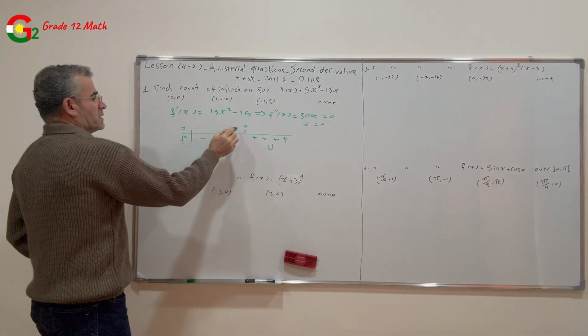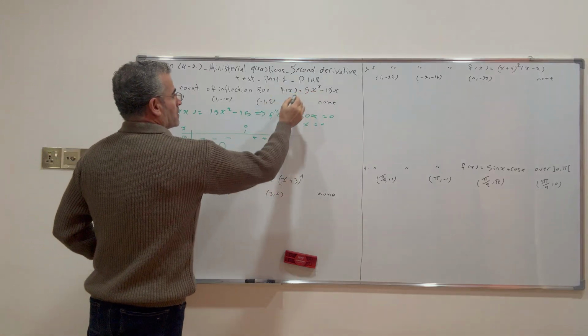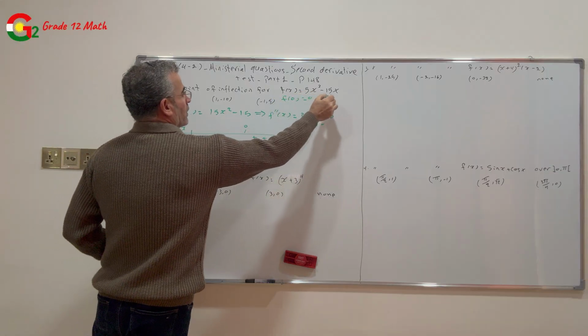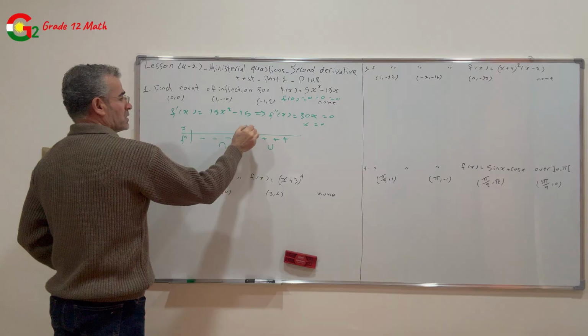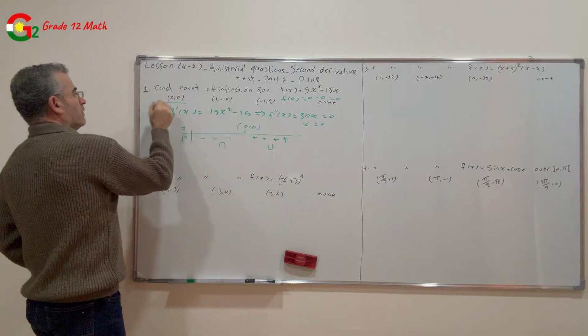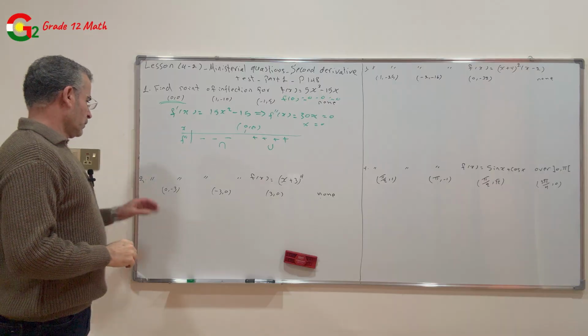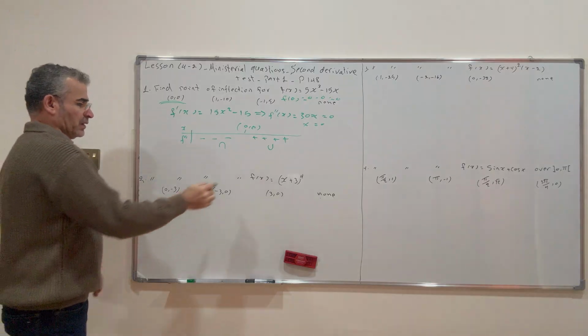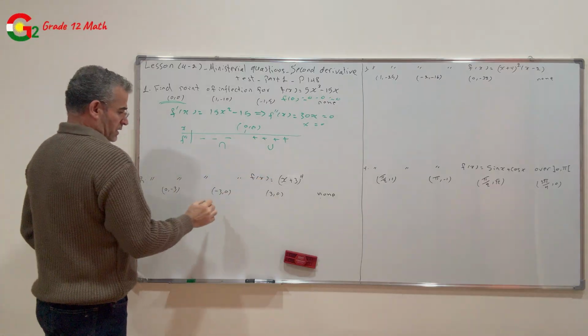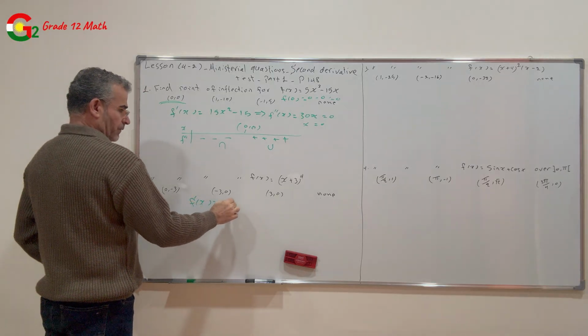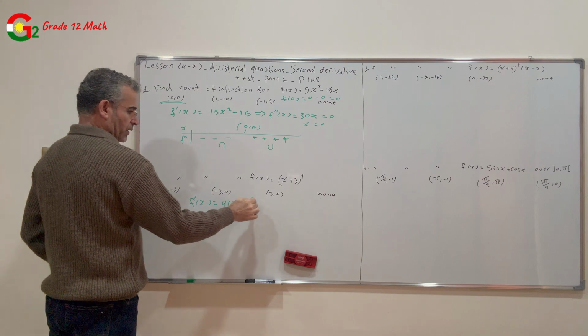Therefore, substitute 0 in the function: f of 0 equals 0 minus 0 equals 0. Then (0, 0) is an inflection point for this function. Question number 2, find an inflection point of this function. The first derivative equals 4 times (x plus 3) to the power 3.